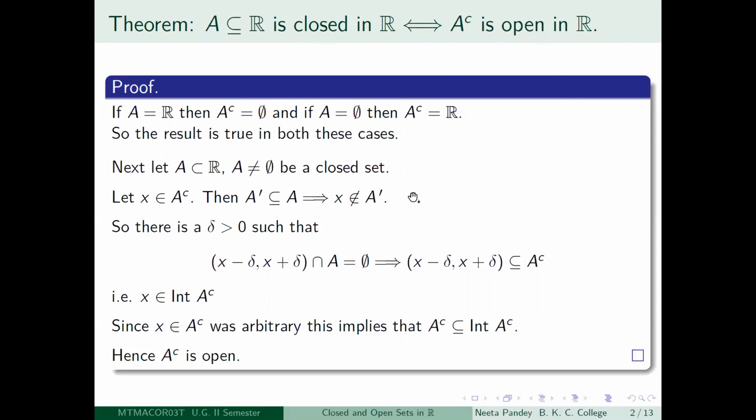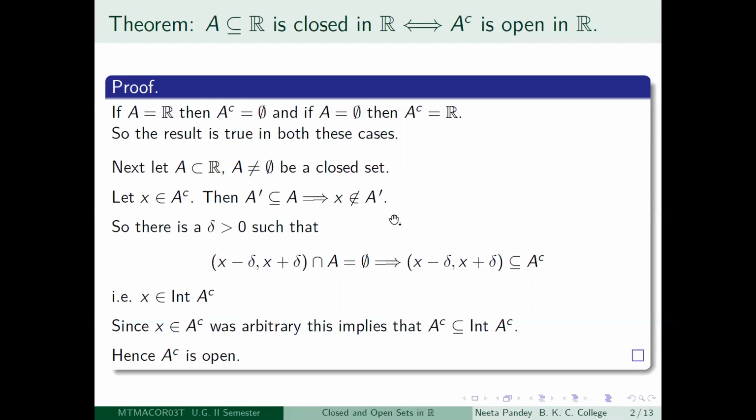So we now take the non-trivial case, that is, suppose capital A is a non-empty proper subset of R, and suppose that it is a closed set. Then we will show that A complement is open, and then we have to show the converse also. So we have assumed that A is a closed set. So if you take any point in the complement of A, little x suppose, then x cannot be a limit point of A, because A is closed implies that the derived set of A is a subset of A.